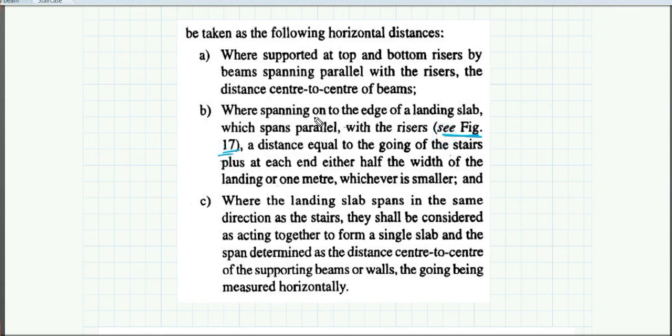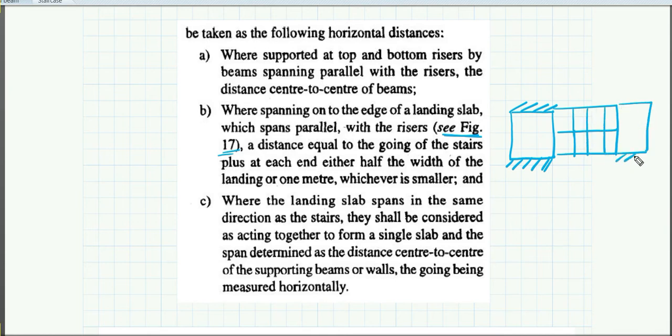What does it say? When spanning on the edge of a landing slab with spans parallel with the riser. Okay, so here, if the landing slab is supported on this side, on the edge, suppose this is the case, if it is supported on the edge, spanning on to the edge of a landing slab, which spans parallel with the riser.